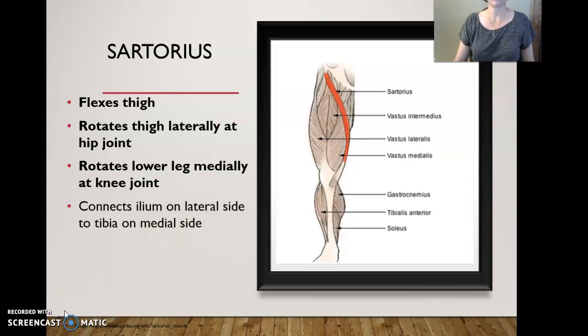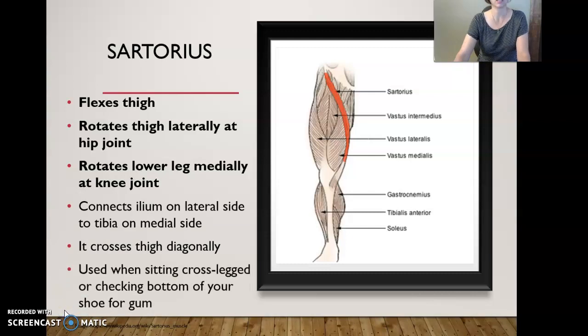You use it when sitting cross-legged. So if you do crisscross applesauce, you would be using the sartorius. Or let's say you were checking the bottom of your shoe for gum, you would have lateral rotation at the hip and medial rotation of the lower leg to check the bottom of your shoe.